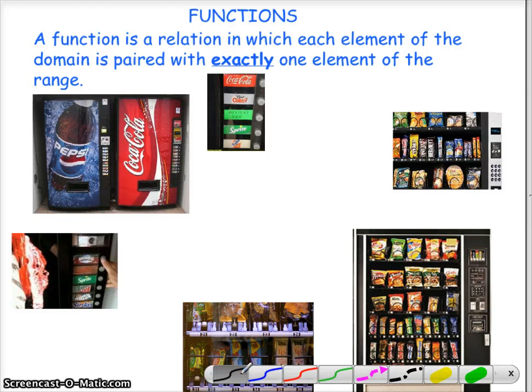Okay, a function is a relationship in which each element of the domain is paired with exactly one element of the range. What does this mean? It's like a vending machine, okay? If you hit a button, your choice comes out. If you hit the same button again, that same choice comes out. It's not that you hit one button and something else comes out, okay? Each time you hit a button, the same thing will come out. You can't hit the button again and get something different. All right, that is what the concept of a function is.